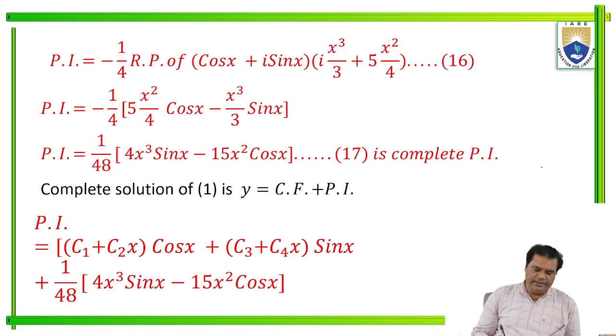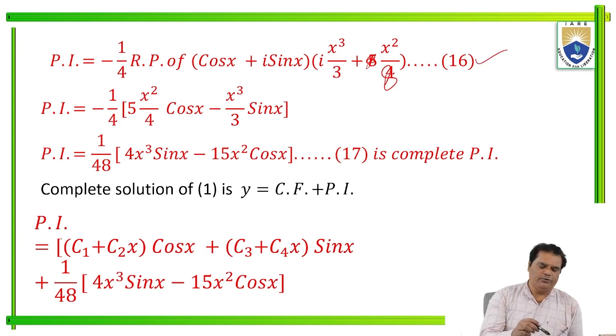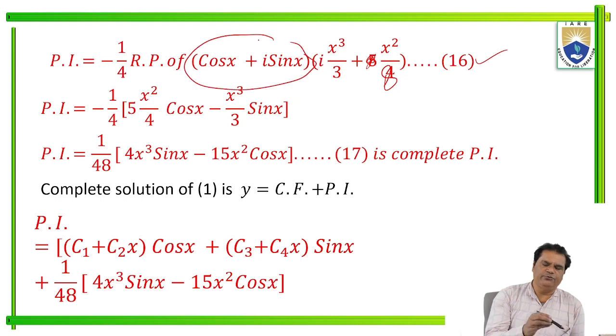So now finally here x square by 8 and ix cube by 3. Clear? This is equation 16. Now 1 by 4 Rp of cos x plus i sin x, which is the value of e to the power ix, times x square by 8 plus ix cube by 3.